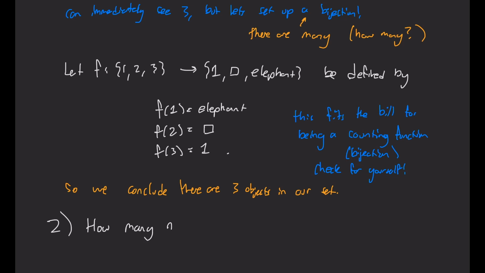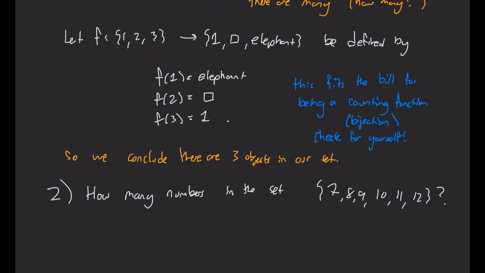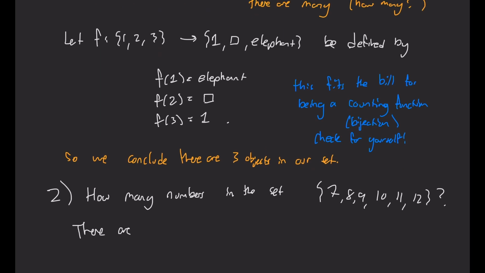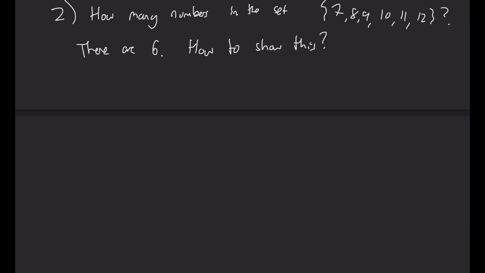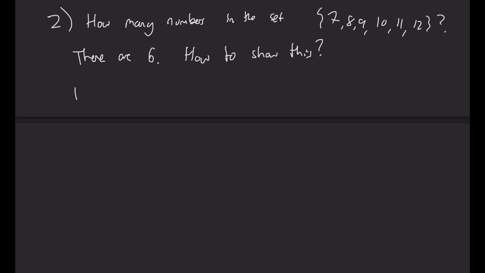Okay, so let's do another simple example. How many numbers are there in the set {7, 8, 9, 10, 11, 12}? You could probably visually see that there are 6, but it's a common mistake to take the largest number minus the smallest number, 12 minus 7, and that's 5. But how do you show that there's 6?